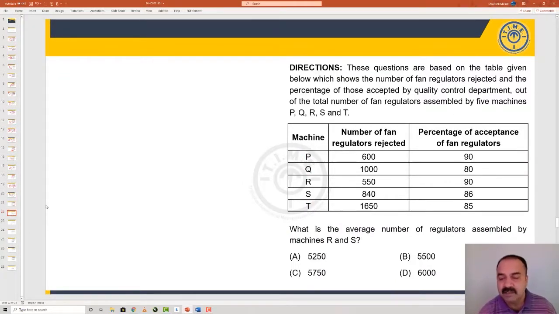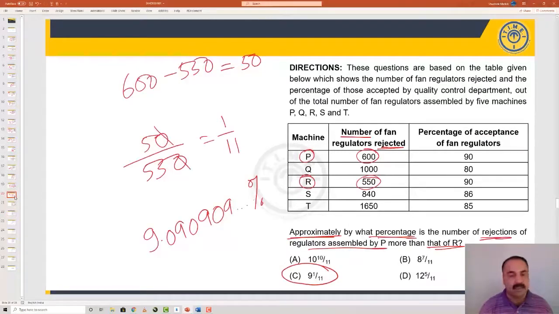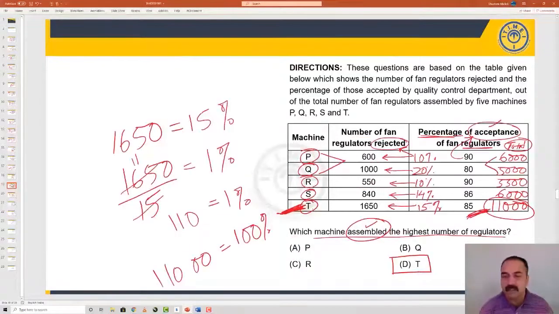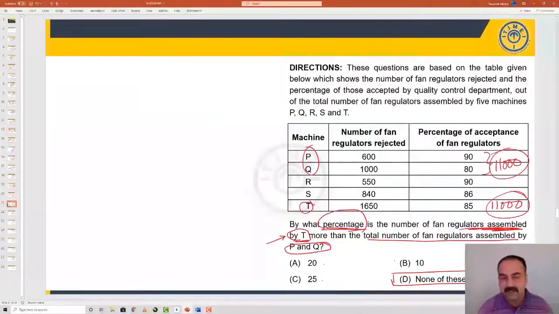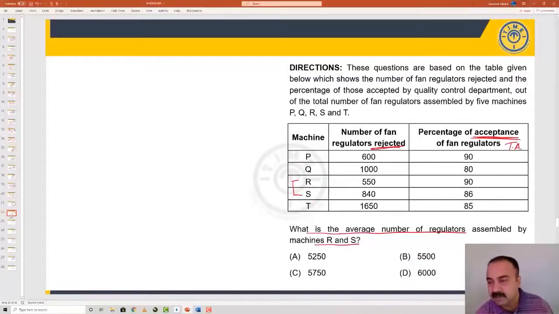Now, what is the average number of regulators assembled by machines R and S? If I look at R and S and I want to look at how many they have assembled, not accepted, not rejected, assembled, total, that they have assembled. This data in terms of averaging the numbers between R and S was also calculated earlier. So let's go back to the slide where we had calculated R and S. R and S, the numbers are 5,500 and 6,000.